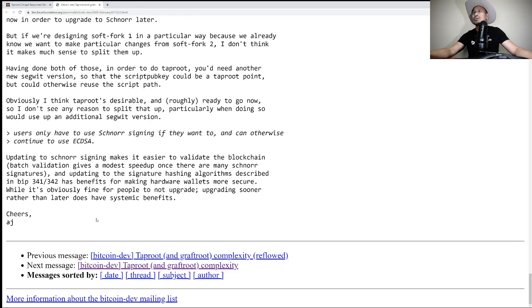Users only have to use Schnorr signing if they want to and can otherwise continue to use ECDSA. Updating to Schnorr signing makes it easier to validate the blockchain. Batch validation gives us a modest speed up once there are many Schnorr signatures, and updating to the signature hashing algorithms described in BIP 341, 342 has benefits for making hardware wallets more secure. While it's obviously fine for people not to upgrade, upgrading sooner rather than later does have systemic benefits.